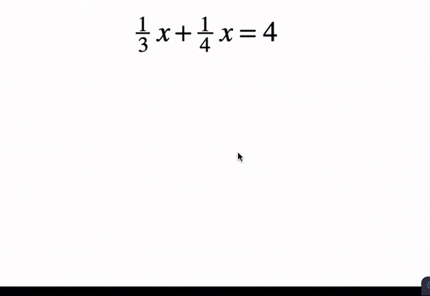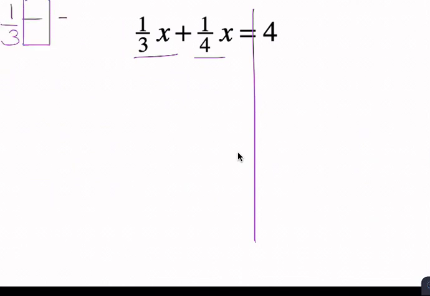This one right here. I have 1/3 x plus 1/4 x equals 4. Now, I noticed that both of these terms here have an x attached to it, so I need to add them together. But when I add fractions together, I have to have a common denominator. So right here, I'm stuck making a common denominator. So I need to find a common denominator for 4 and 3, and that would be 12. Now there are many others, but 12 is the smallest.